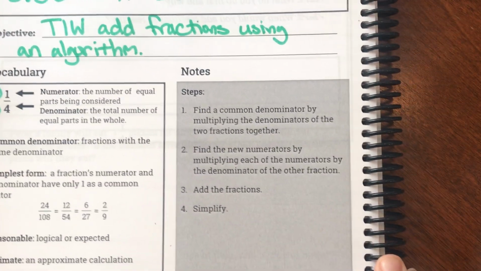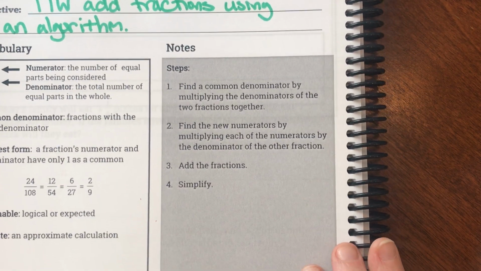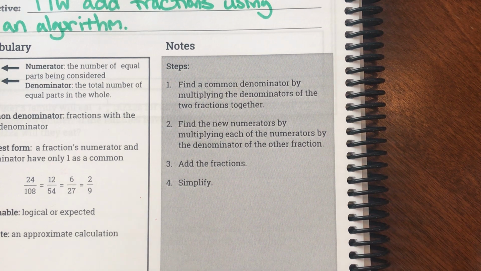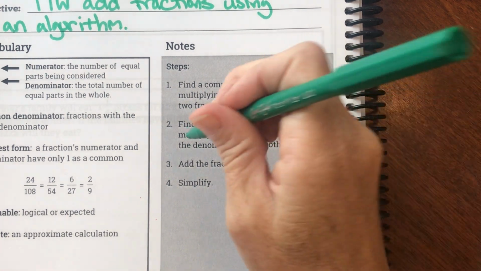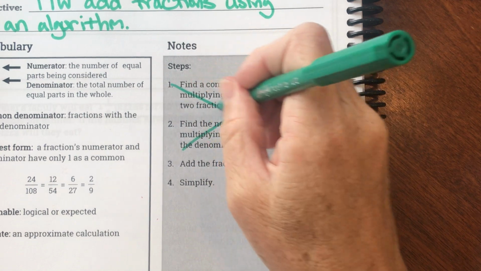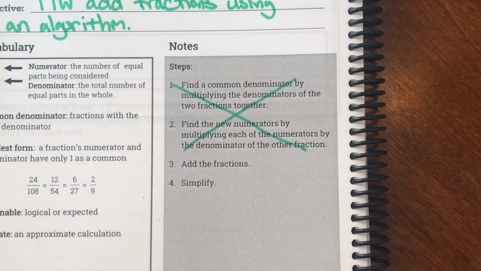Okay, so let's look at our steps. We're going to be using the steps they give us, but we're going to change them a tad bit. Our first step says find a common denominator by multiplying the denominators of the two fractions together, and then find new numerators by multiplying each of the numerators by the denominator of the other fraction. Okay, that's a little bit confusing. So we're going to cross that off and we're going to rewrite that.